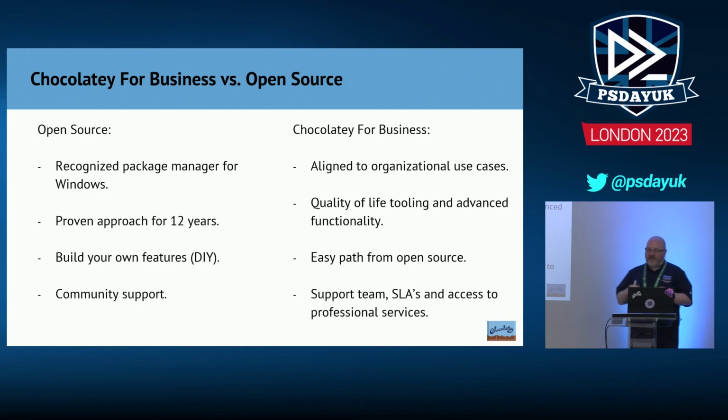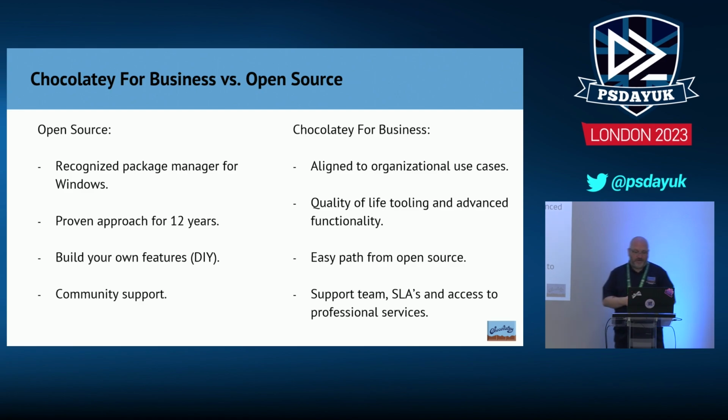It's got that quality of life tooling and advanced functionality. We've talked about Package Audit, Package Throttle, and more. There's lots more beyond that. We just highlighted those ones, and we've got Chocolatey Central Management as well. There's also an easier path to migrate from open source, which is fine. You don't have to start again.